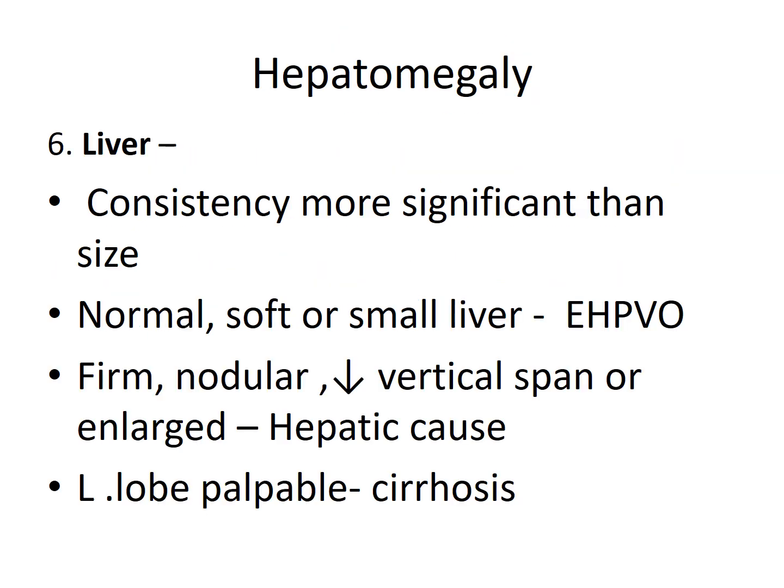Another clinical feature is hepatomegaly, enlargement of the liver, and in this consistency is more significant than the size. In extrahepatic causes of portal hypertension, the liver consistency is normal to soft and the liver is small in size, whereas in hepatic causes it is more firm, nodular, and then there is decrease in the vertical liver span. If the left lobe of the liver is palpable, this usually indicates cirrhosis of liver.